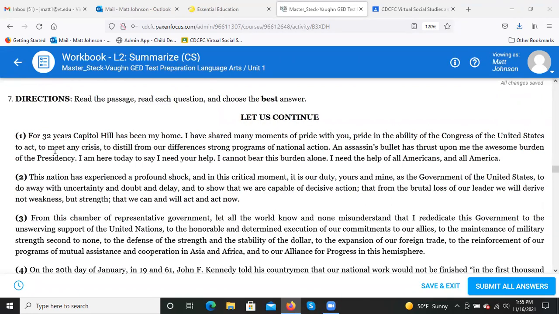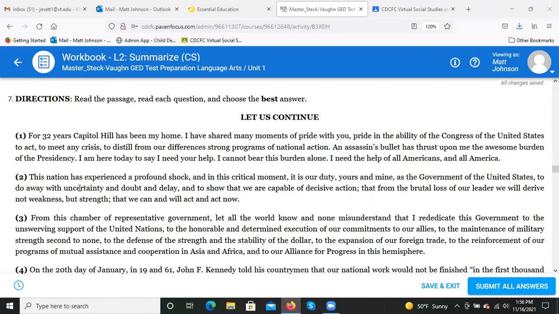From this chamber of representative government, let all the world know, and none misunderstand, that I rededicate this government to the unswerving support of the United Nations, to the honorable and determined execution of our commitments to our allies, to the maintenance of military strength second to none, to the defense of the strength and the stability of the dollar, to the expansion of our foreign trade, to the reinforcement of our programs of mutual assistance and cooperation in Asia and Africa, and to our alliance for progress in this hemisphere.